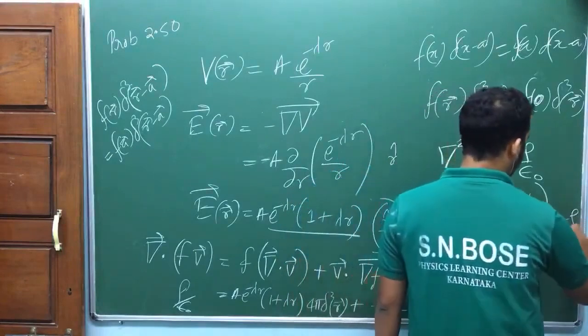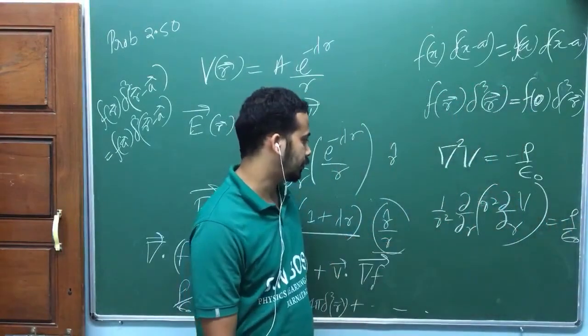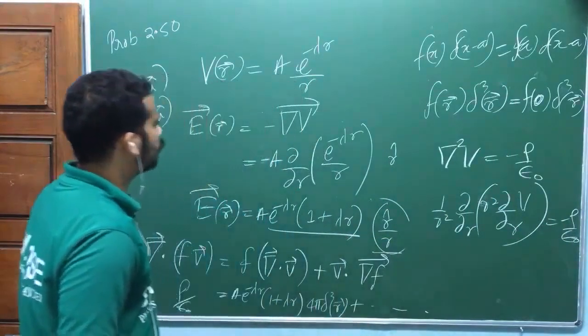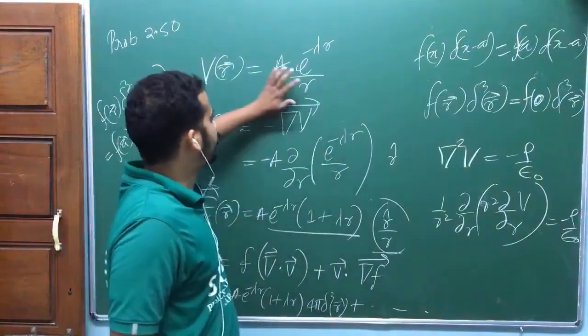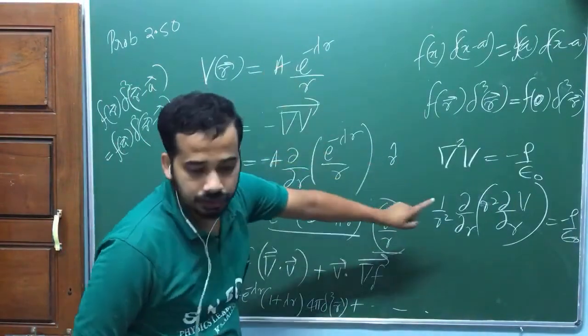Is equal to minus rho by epsilon naught. Now you can ask the question, why can't I use this one? No, you will get a wrong answer, because at r equal to 0 this derivative doesn't exist. At r equal to 0, it is going to infinity. Don't use this one, okay?